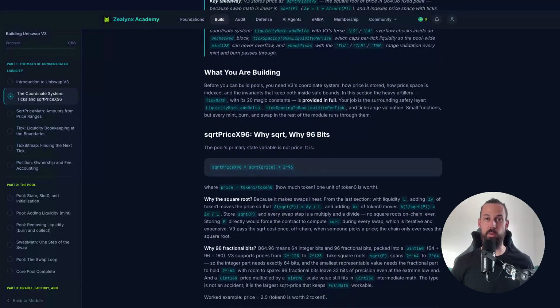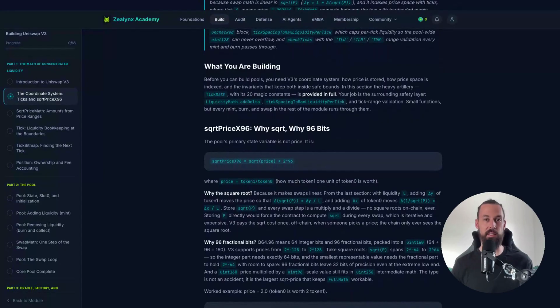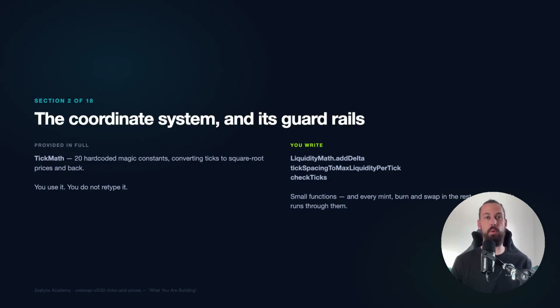So this is section 2 of Building Uniswap V3 on the Zealynx Academy, and it's the first one where you actually write code. Before you can build a pool, you need V3's coordinate system, how price is stored, how price space is indexed, and the guardrails that keep both inside safe bounds. Let's start with that square root.